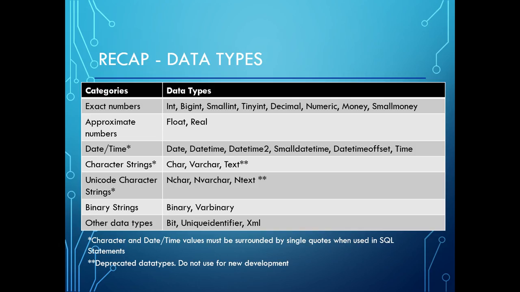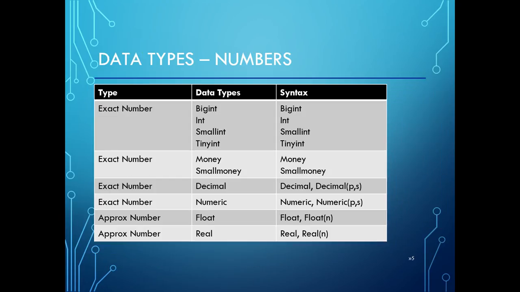So let's recap our data types before we start creating some tables. I'm going to move to the next slide where we discuss them a little bit more in depth. So for numbers, we have exact numbers. We have different types of ints: big ints, regular ints, small ints, and tiny ints. So a big int translates to a long in programming, so that's an int 64. An int is a regular int, that's an int 32. A small int is a short, or an int 16. And a tiny int is a byte.